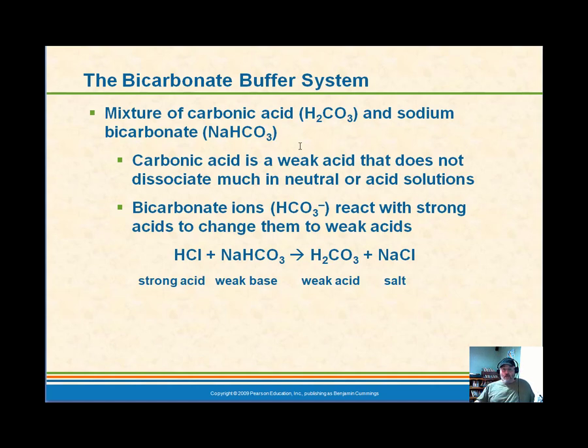Well, carbonic acid is a weak acid that does not dissociate much in neutral or acidic solutions, but it will react when there is a strong acid to change it to a weak acid. Whenever you mix an acid with a base, what you end up with is a weak acid and a salt. A strong acid, such as hydrochloric acid, will mix with a weak base like sodium bicarbonate to give you a weak acid like carbonic acid, and a salt like sodium chloride.